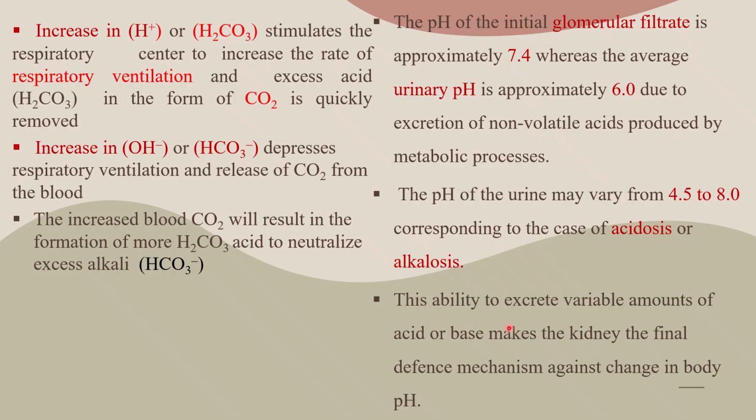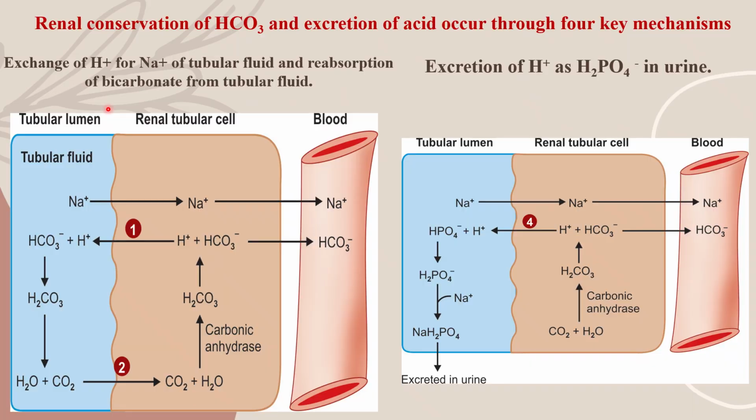So this ability to excrete a variable amount of acid or base makes the kidneys the final defense mechanism against changes in body pH. We will see in the subsequent slides how the kidneys maintain the blood pH. So this is the renal conservation of carbonates, bicarbonates, and excretion of acids, which occurs through 4 key mechanisms. We will see them one by one.